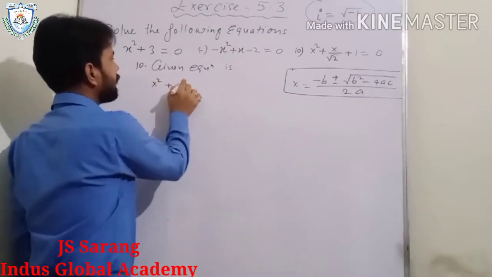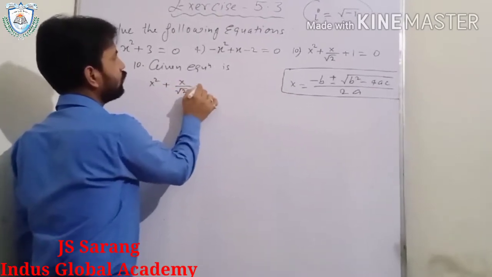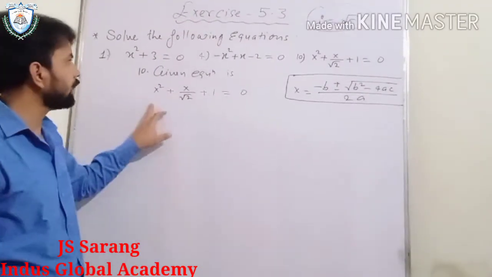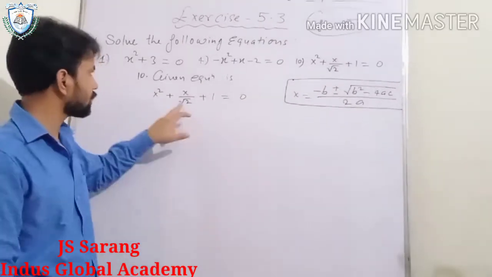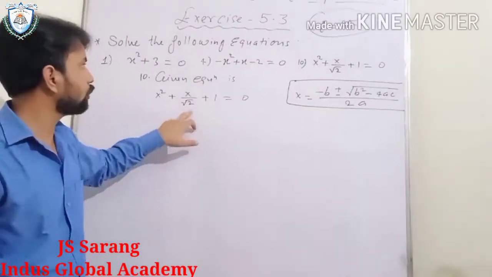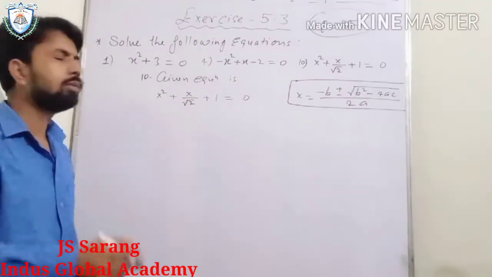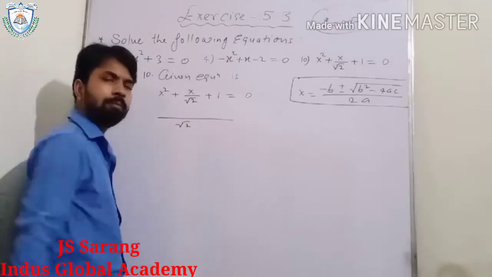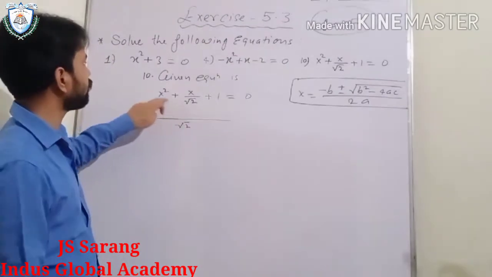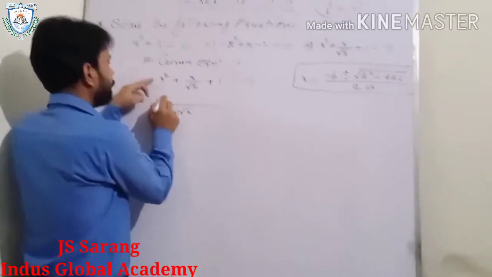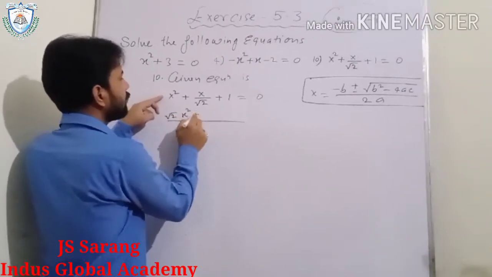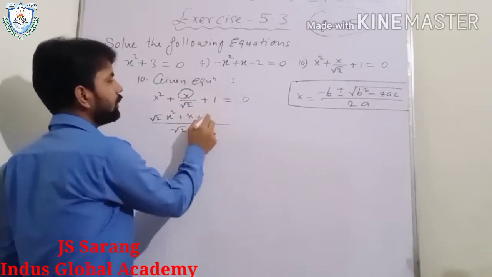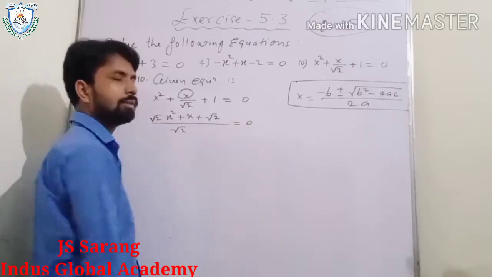Given equation is x square plus x upon square root of 2 plus 1 equal to 0. But this equation is not in the form of ax square plus bx plus c because there is square root 2 in the denominator. So what we will do? We will take the LCM. Under root 2 can be the LCM. Now this square root 2 can be multiplied here. So it will be square root 2 x square plus this x will remain same plus this square root 2 is multiplied in 1. So square root 2 equal to 0.